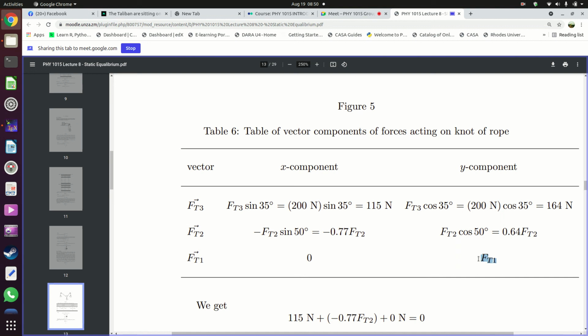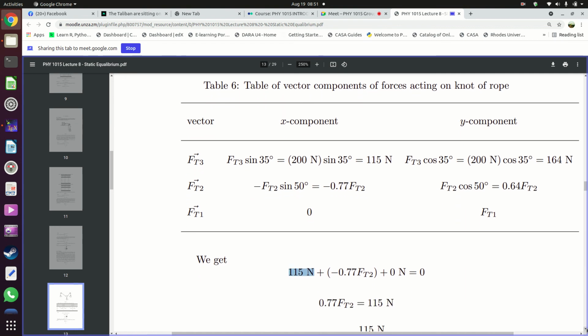Yes, sir. So now that we have done that, we can find out what our tensions are. We add the x components. That's going to be 115 newtons plus minus 0.77 FT2 plus 0 newtons. When we do this, we will find our FT2. And when you do that down here, we'll end up with this.